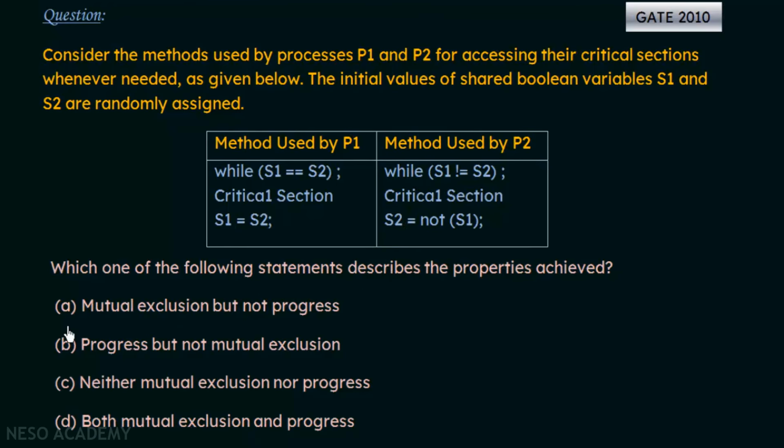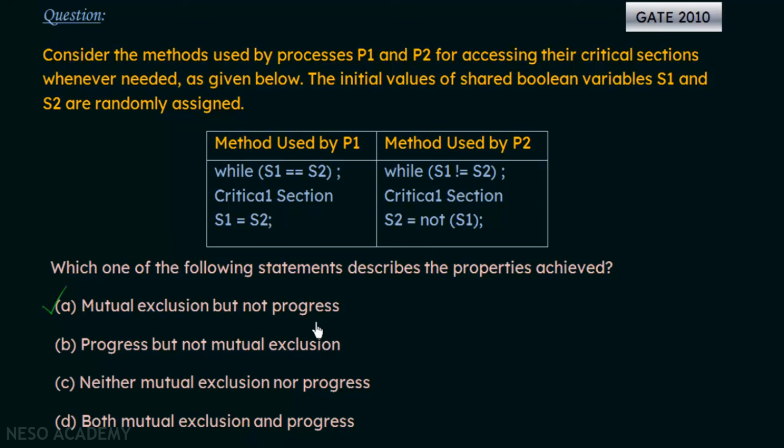Let's see the options. Option A, mutual exclusion but not progress. Yes, this is correct because we are achieving mutual exclusion but not progress. Option B says progress but not mutual exclusion. This is not true because we have mutual exclusion. And C says neither mutual exclusion nor progress. We know that we are having mutual exclusion. And D says both mutual exclusion and progress, which is also not true because we are having only mutual exclusion, not progress. So anyway, we found that option A is correct, so we don't even need to check B, C and D. So the correct answer here is option A.